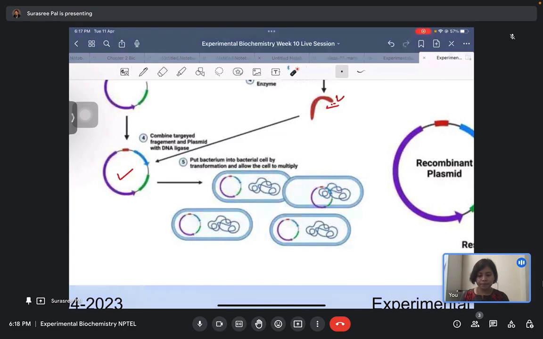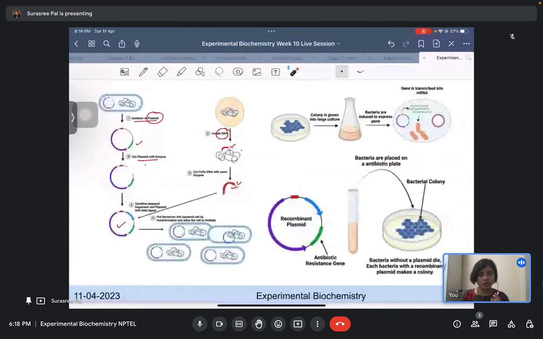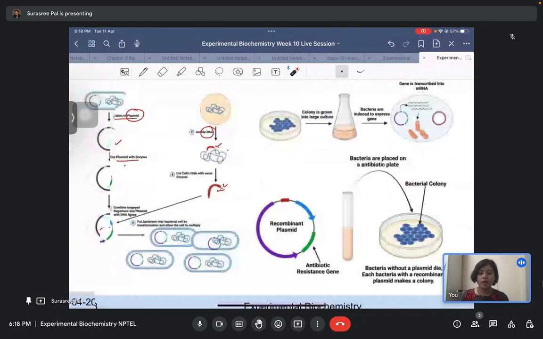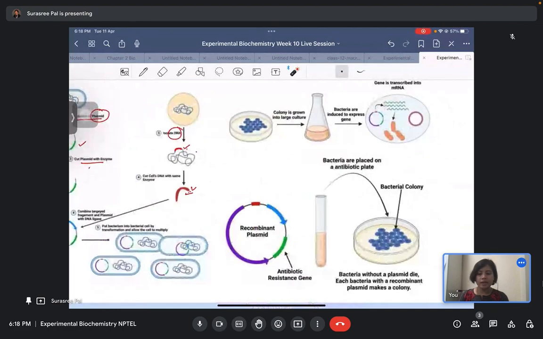So this is the initial part of gene cloning: the plasmid DNA is cut and joined with the DNA of interest, and then this joined plasmid is transformed into the host cell, and these bacteria will be grown to produce colonies. From these colonies, we will pick one colony and put it into a large culture.